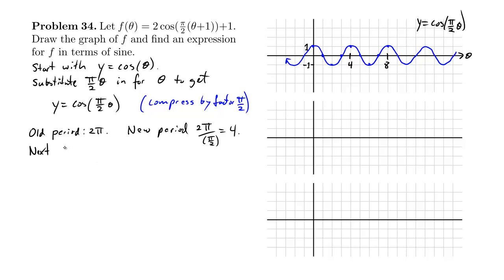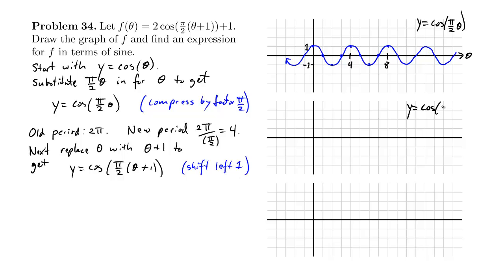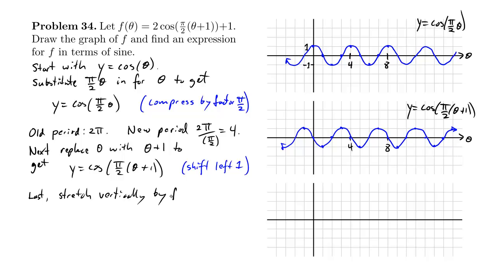Next, I'd like to substitute in for theta plus 1. This shifts the graph to the left by 1 unit. So here's the graph of cos of pi by 2 times theta plus 1. To get the final equation, we first scale everything by a factor of 2, and then add 1. This stretches our graph vertically first, and then we shift it up by 1 unit.